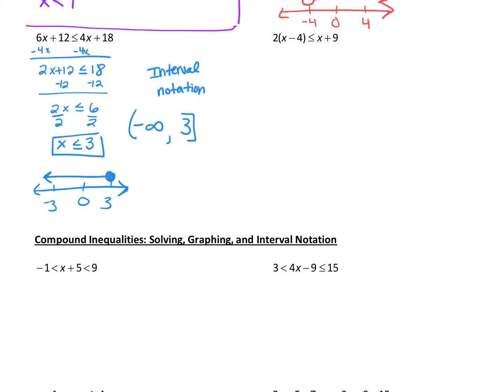On the last one, first we're going to distribute. So I multiply 2 times x and 2 times negative 4 to get 2x minus 8. Then I want to get the x's all on the same side, so I'm going to subtract an x over, which again is really like subtracting a 1x. So I'm going to have x minus 8 is less than or equal to 9. To finish getting the x alone, I'm going to add 8.